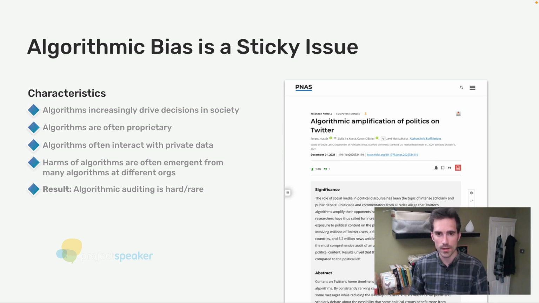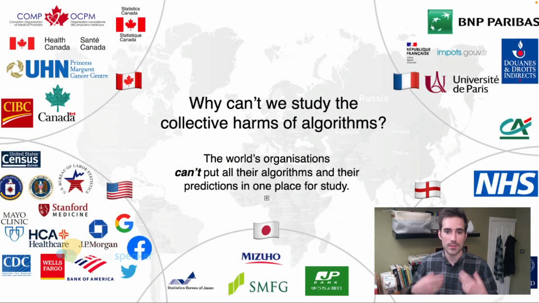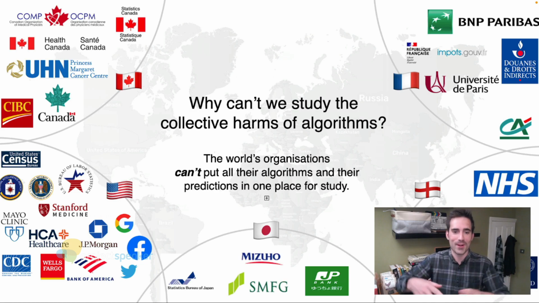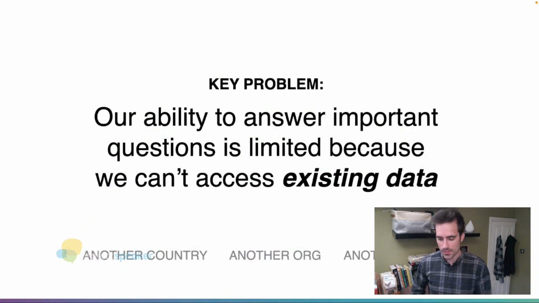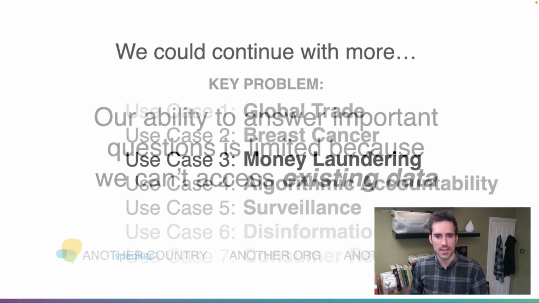Right? So you have another issue where this notion of why can't we study the collective harms of algorithms is because the world's organizations can't all put all their algorithms and their predictions into one place for study. It's distributed across lots of different businesses sort of around the world. So again, we have this key problem. Our ability to answer important questions in society is limited because we can't access existing data. I mean, there is data, the solution does exist, but it's just an access problem.